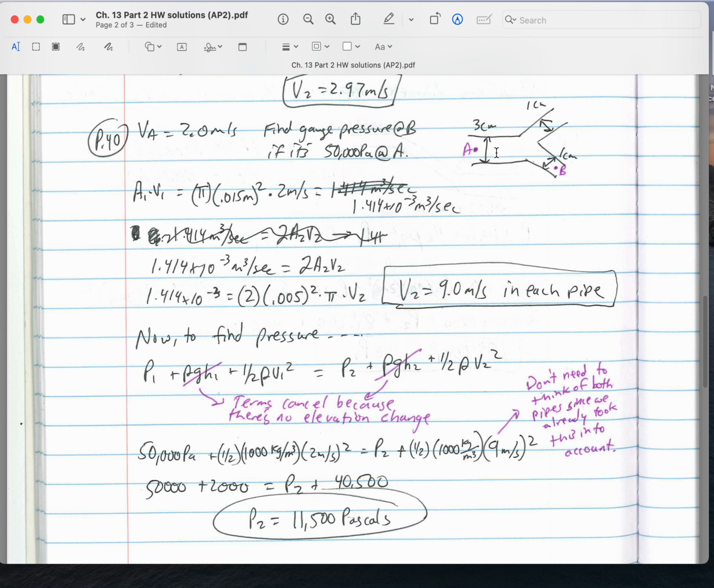This pipe is 3 centimeter diameter. This one's 1 centimeter diameter, 1 centimeter diameter. And we're looking at points A and B. You were told that the pressure was 50,000 pascals at A, and you were told it was a gauge pressure, but you were asked to find a gauge pressure. So at that point, that's all we know. So I don't think we have to use absolute pressure like we normally would think about. That still concerns me a little bit.